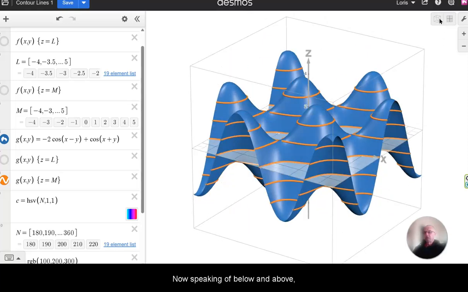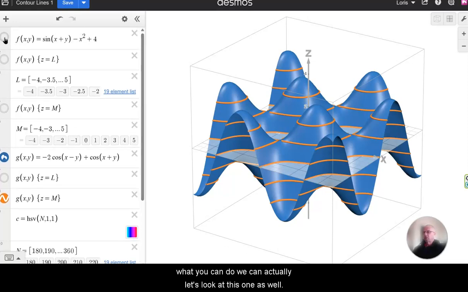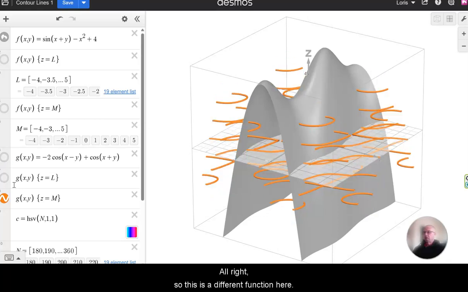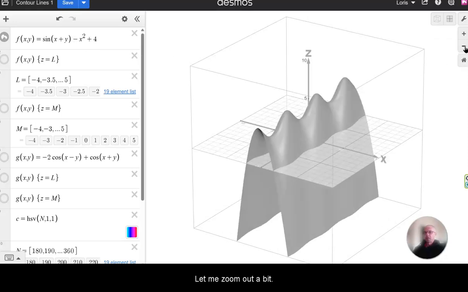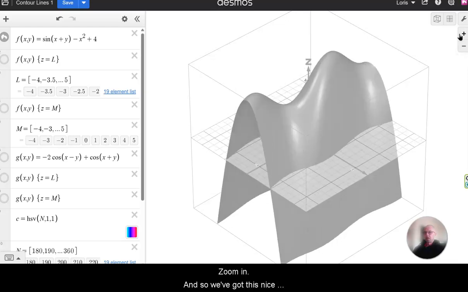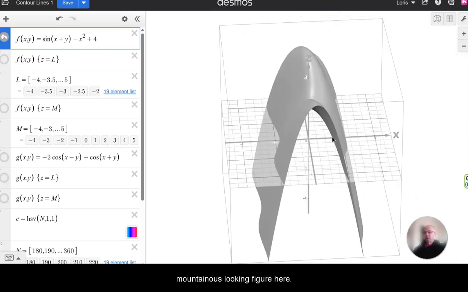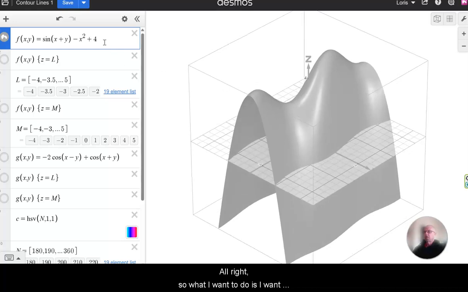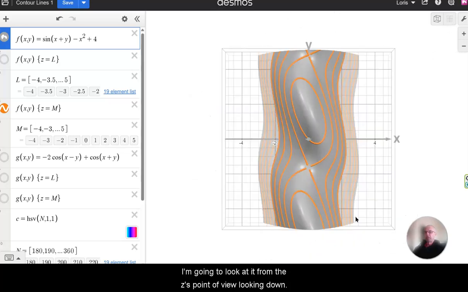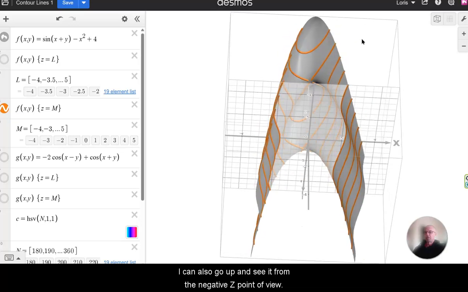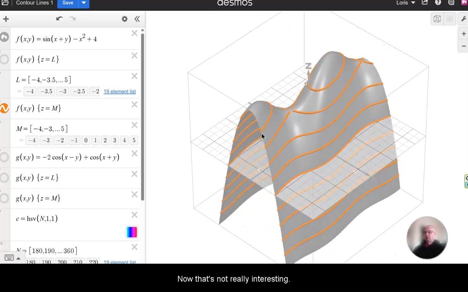Now, speaking of below and above, let's look at this one as well. All right, so this is a different function here. Let me zoom out a bit. There it is. Zoom in. And so we've got this nice mountainous looking figure here. All right, so what I want to do is the same thing for f as I did with g. So here we go. Now we got the contour lines. I'm going to look at it from the z's point of view, looking down. I can also go up and see it from the negative z point of view. Now that's not really interesting.